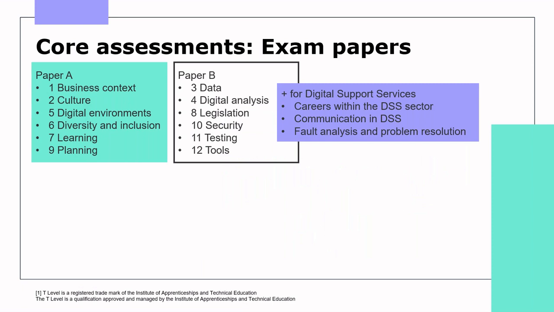So the exam papers address the knowledge content, with paper A addressing the 6 elements shown, and paper B addressing the remaining 12 elements. And for those delivering digital support services T-level, paper B will have an additional section which will assess the 3 pathway elements. The exams can be taken as traditional paper-based assessments, or an on-screen option is available too. So do consider what is best for your students.